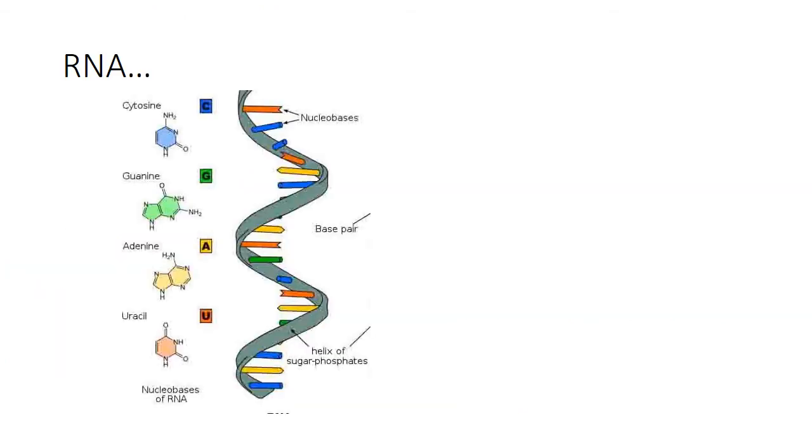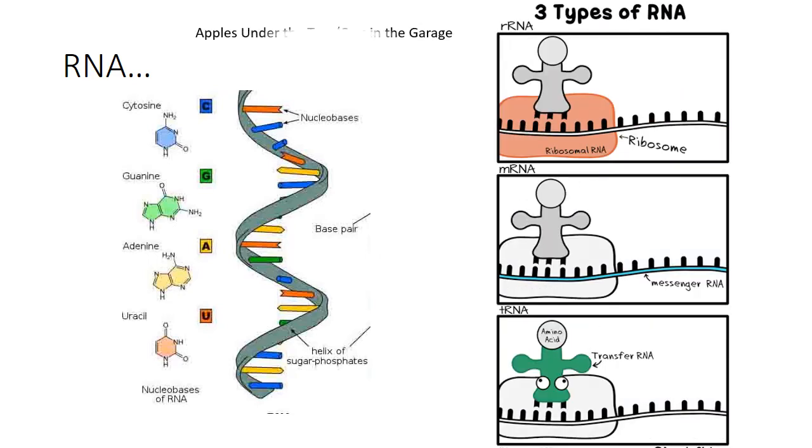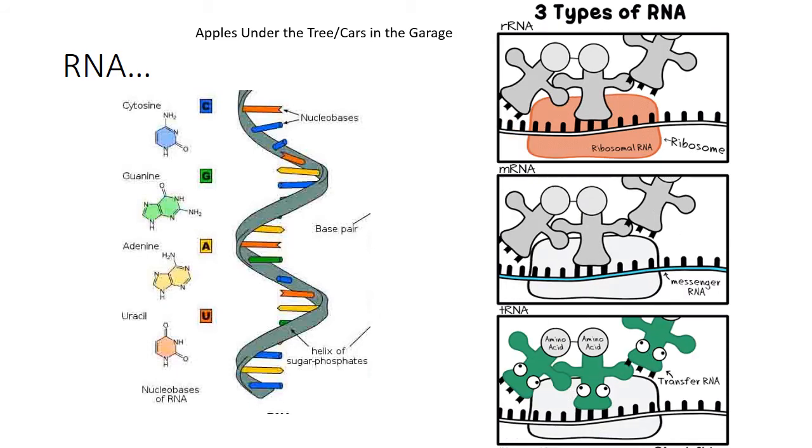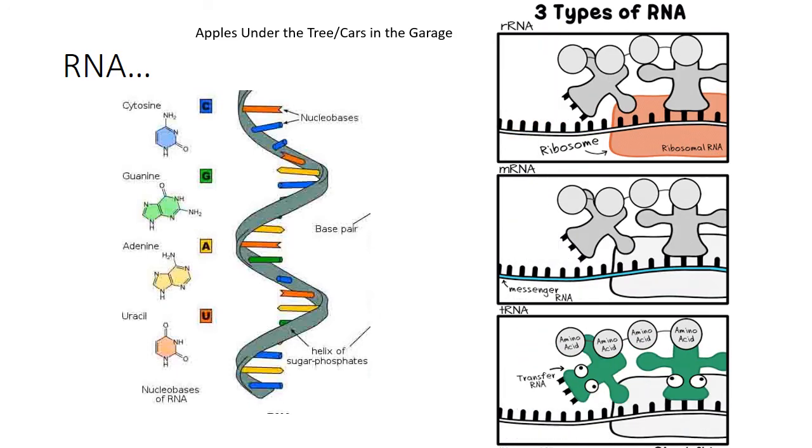RNA also has a phosphate backbone, but there is only one phosphate backbone, not two like with DNA. Because of this, RNA does not have base pairs. It has nitrogenous singles waiting to find a match. This will be very important when we get into protein synthesis. RNA still has the nitrogenous bases guanine, cytosine, and adenine. However, thymine is replaced with uracil. Adenine will now pair with uracil. Guanine still pairs with cytosine. You can think of it like apples under the tree, and cars are still going to be in the garage.